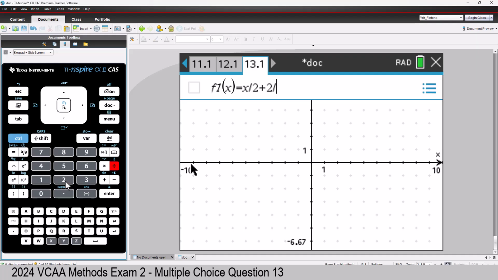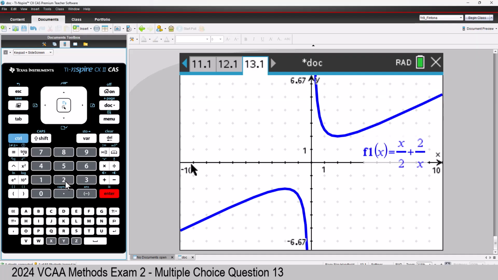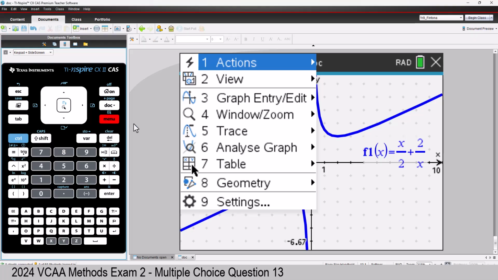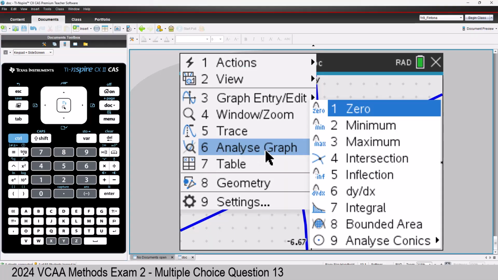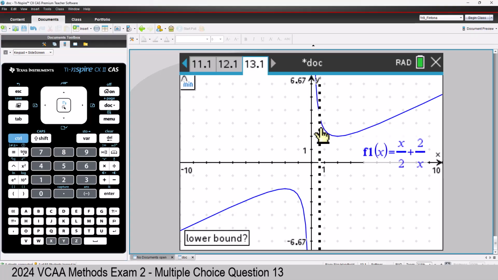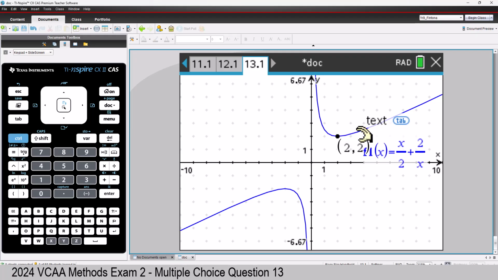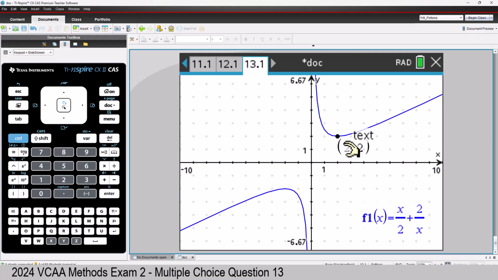The question asks about a local minimum on g of x, where g of x is a transformation of f of x. I'll put a point on the minimum value of f of x. This occurs at 2, 2. For the purposes of this demonstration, I'll store these coordinates as xp, yp.